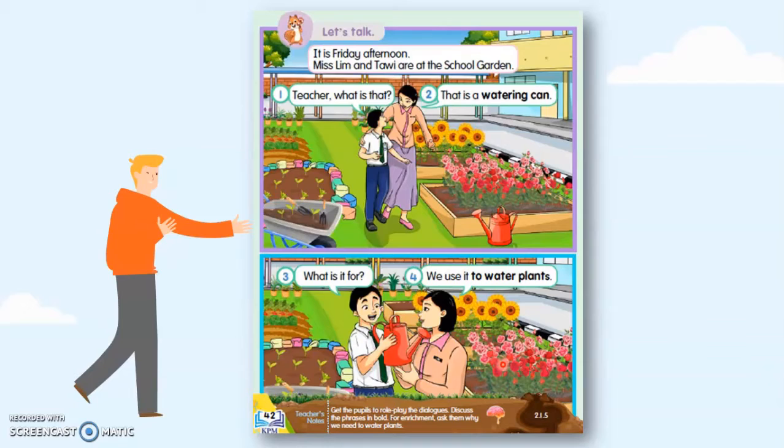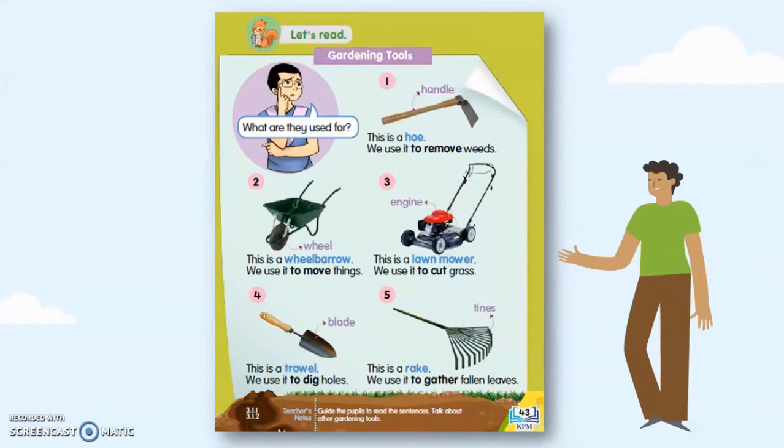Look at the bold word. Watering can, to water plants. Got it? Okay. Next. Let's read. Gardening tools. Wow, there are gardening tools. What are they used for?